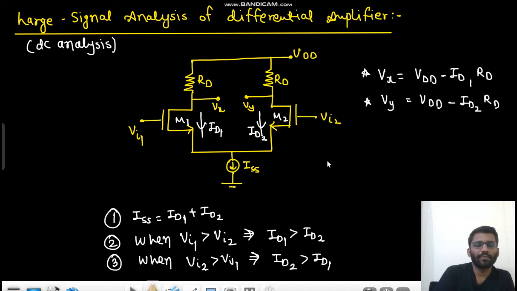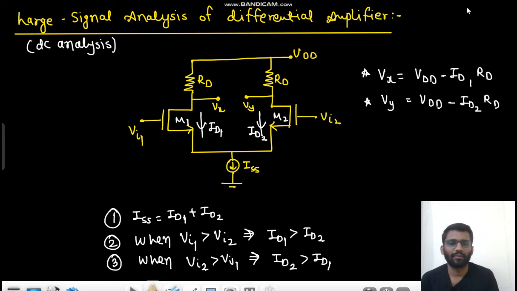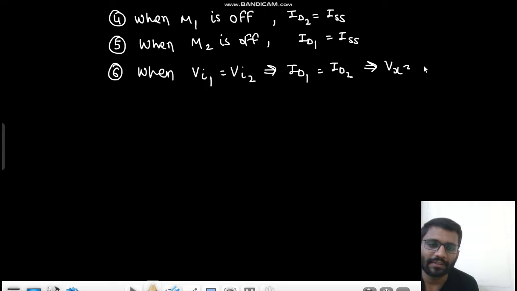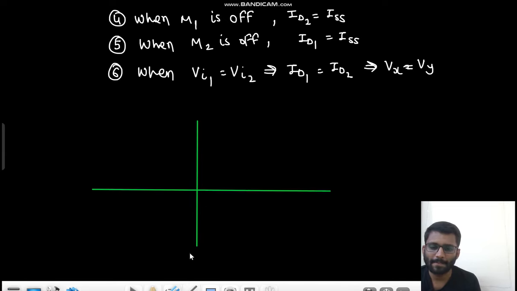Now what we will do, we will plot VX minus VY versus VIN1 minus VIN2. This is what we are going to plot. Along with all that, we can write one more point: when VIN1 is equal to VIN2, that means your ID1 is equal to ID2, that means your VX is equal to VY. Now we are going to plot curves, VX minus VY versus VIN1 minus VIN2.